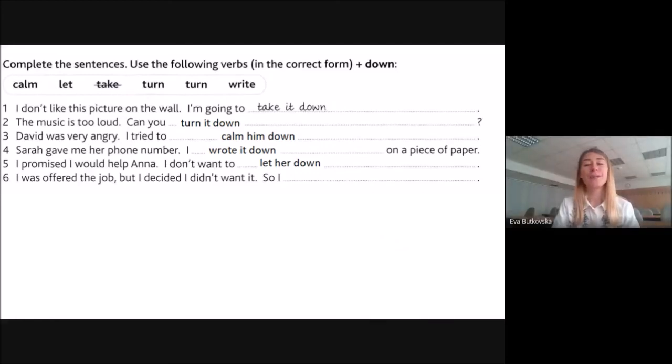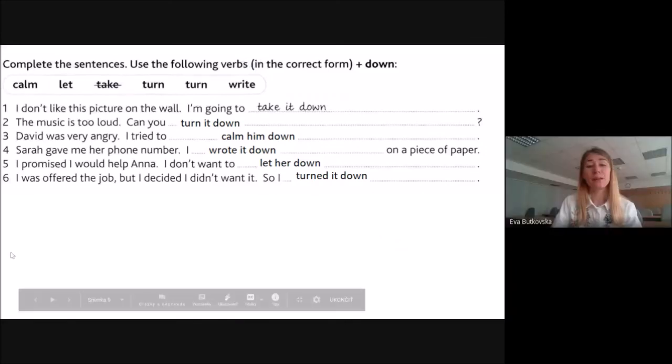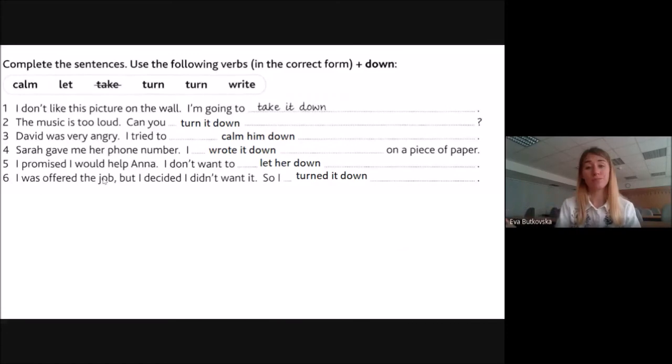And let's finish the number 6 sentence. I was offered the job, but I decided I didn't want it. So let's use the verb turn. So I turn it down. I refuse it. So if you look at sentence number 2, turn it down is about music, about volume. But in sentence number 6, turn something down is to refuse something.